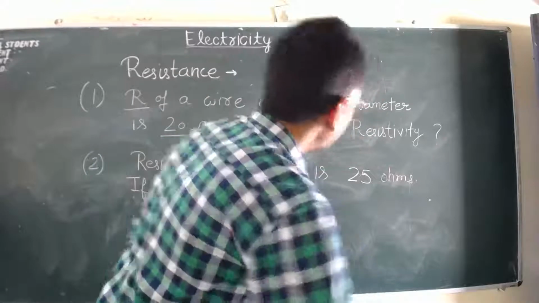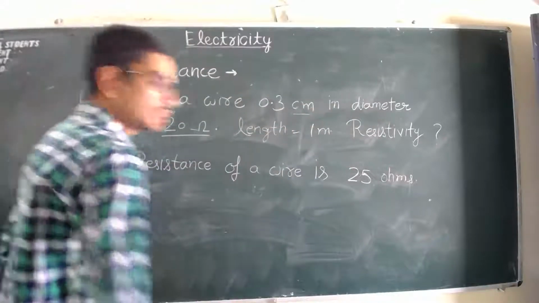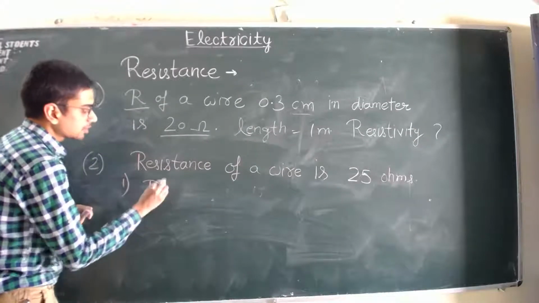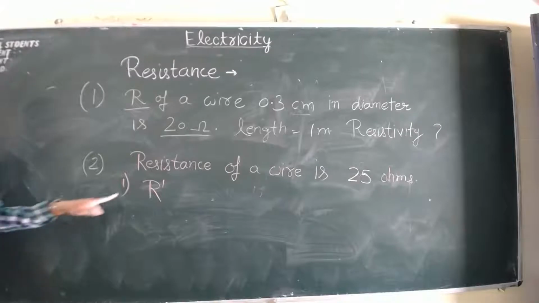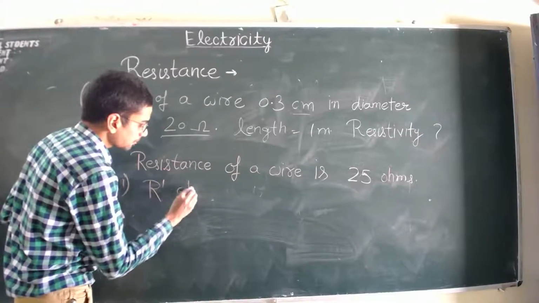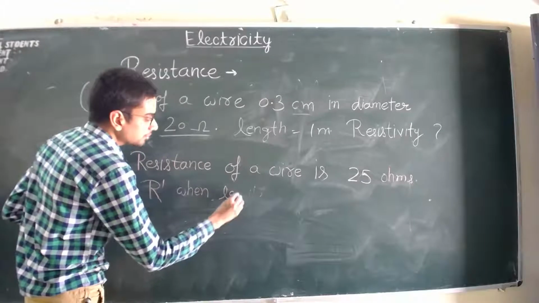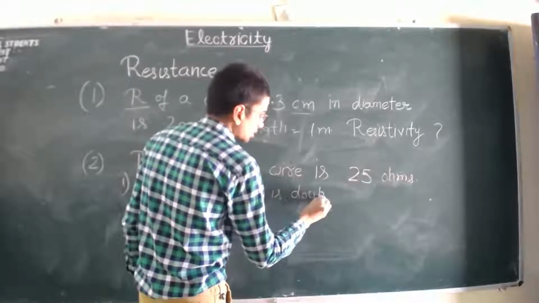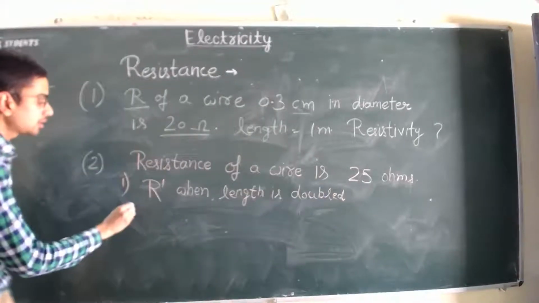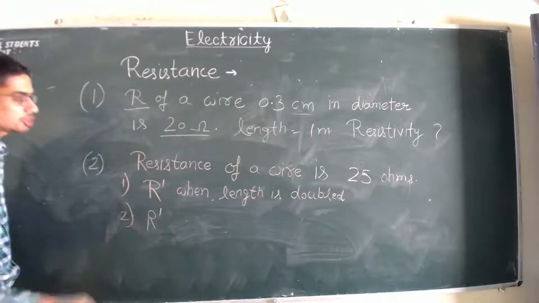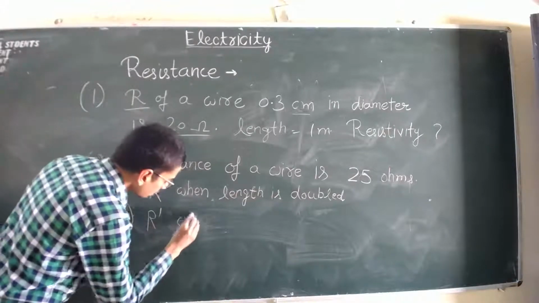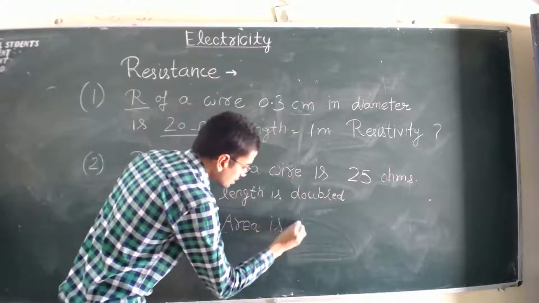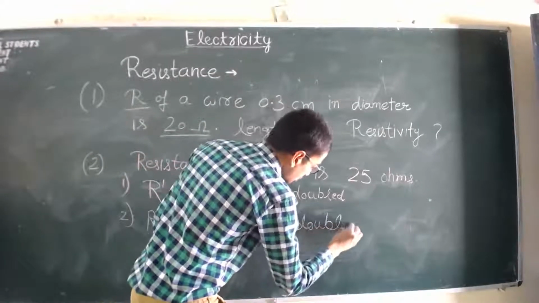or you can write, देखिए इस क्वेश्चन के 3 पार्ट्स हैं. फर्स्ट पार्ट इज न्यू रेजिस्टेंस, R dash is new resistance. Value of R dash when length is doubled. Second part है value of R dash new resistance when area is doubled. Okay.